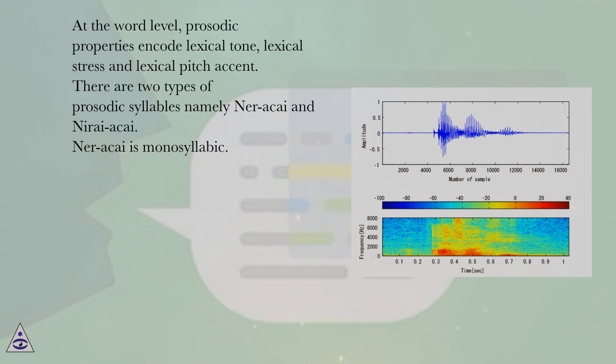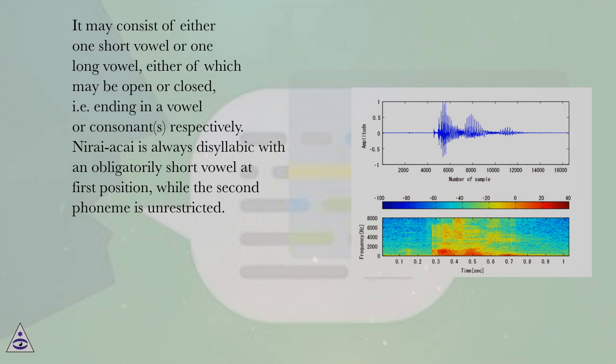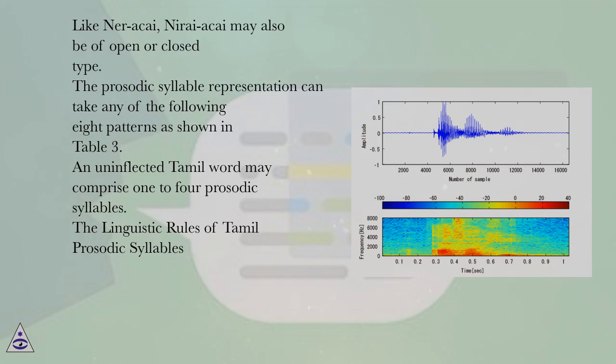There are two types of prosodic syllables, namely Ner Asai and Nirai Asai. Ner Asai is monosyllabic. It may consist of either one short vowel or one long vowel, either of which may be open or closed, i.e. ending in a vowel or consonants respectively. Nirai Asai is always disyllabic with an obligatorily short vowel at first position, while the second phoneme is unrestricted. Like Ner Asai, Nirai Asai may also be of open or closed type.